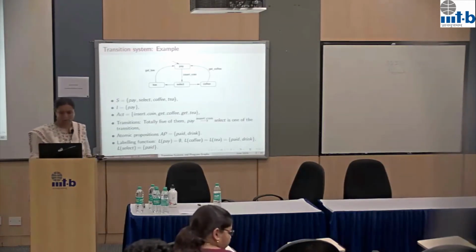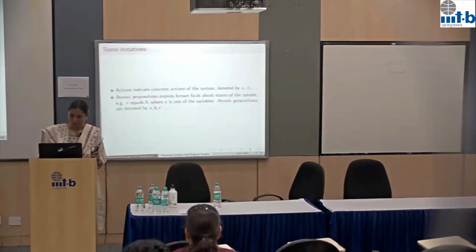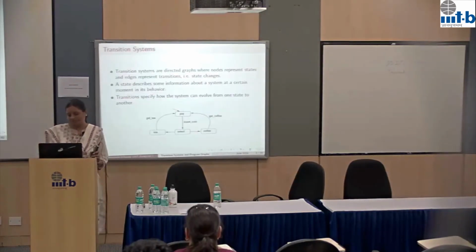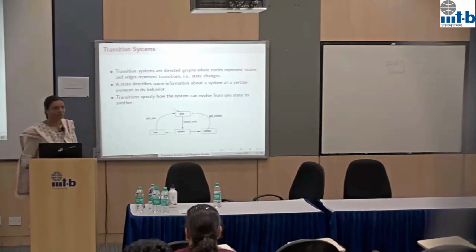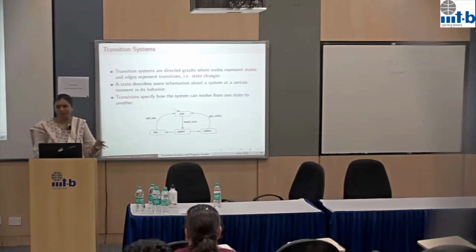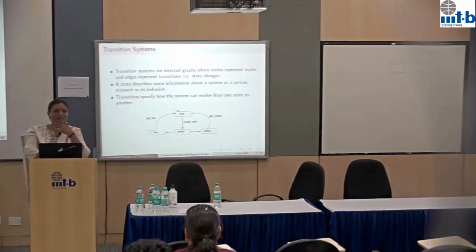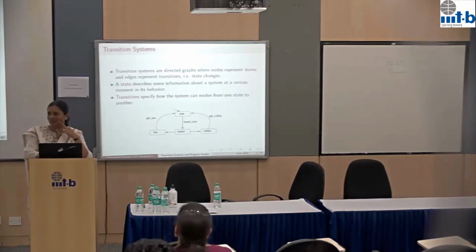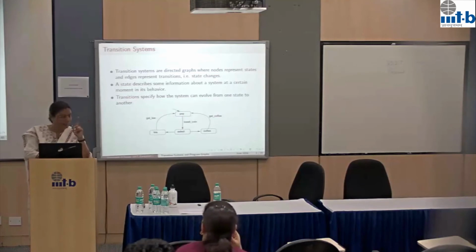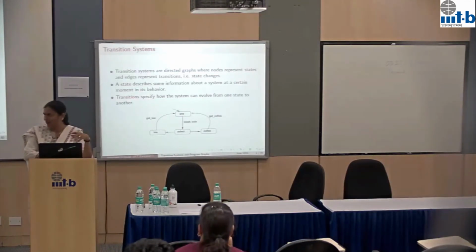So we'll come to atomic propositions now. Let's say you have this toy coffee vending machine and you want to verify that it's correct. Can you give me one requirement of this toy machine? If you select tea, it better give tea. If you select coffee, it better give coffee. If I pay, it better show me the select menu. So these are the requirements, right? So you write them in English.